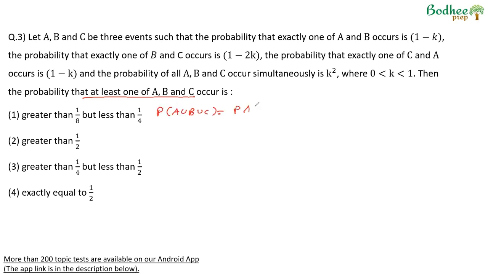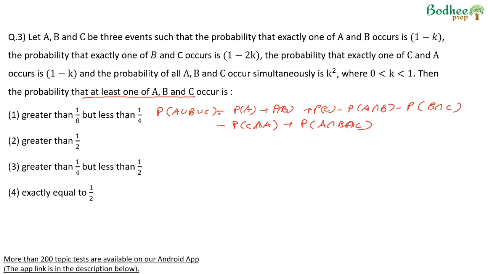This is P of A plus P of B plus P of C minus P A intersection B minus P B intersection C minus P C intersection A plus P A intersection B intersection C. We have to find out the value of the right hand side. Now, probability all three occur simultaneously is given as k square.